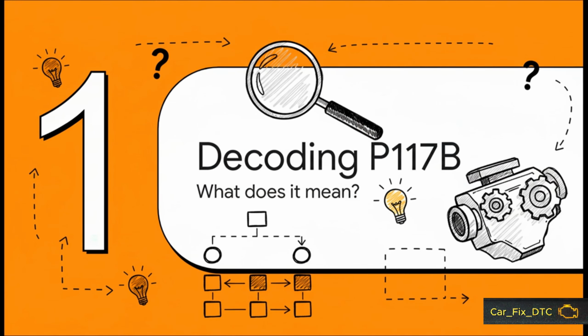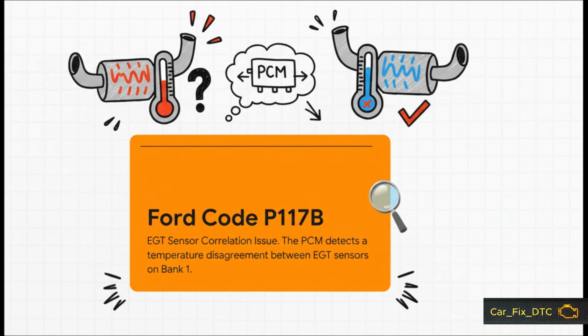All right, first things first. Let's get right into it and figure out what this code is actually all about. You got to understand the problem before you can solve it, right? So at its core, P117B means you have an EGT sensor correlation issue. EGT just stands for exhaust gas temperature. Now these sensors are super important. They measure how hot your exhaust is, which helps your car manage everything from performance to emissions.